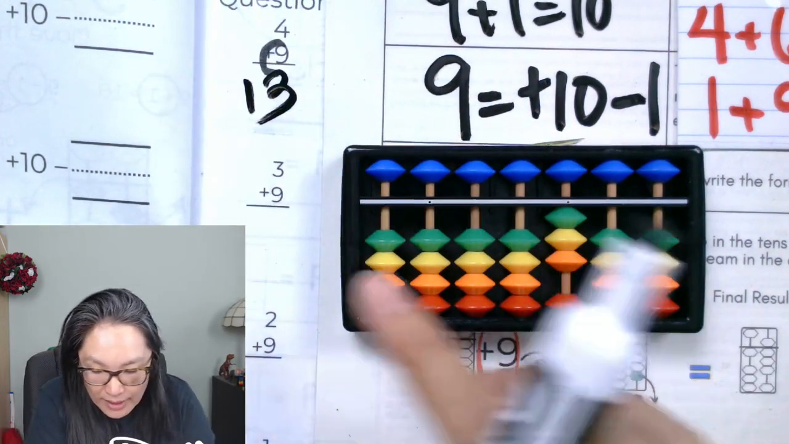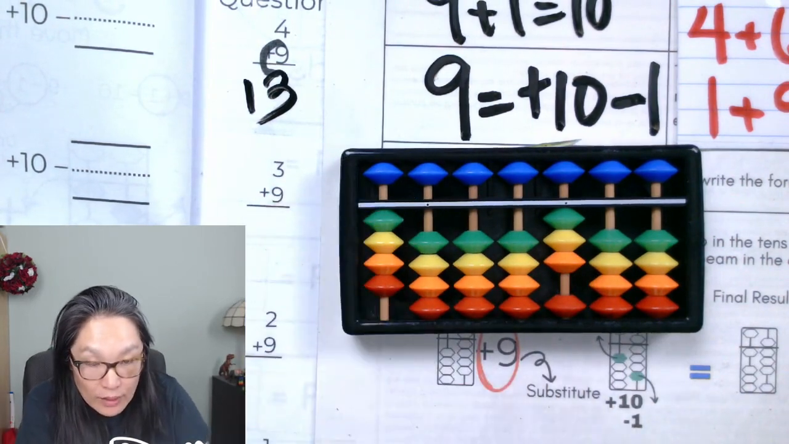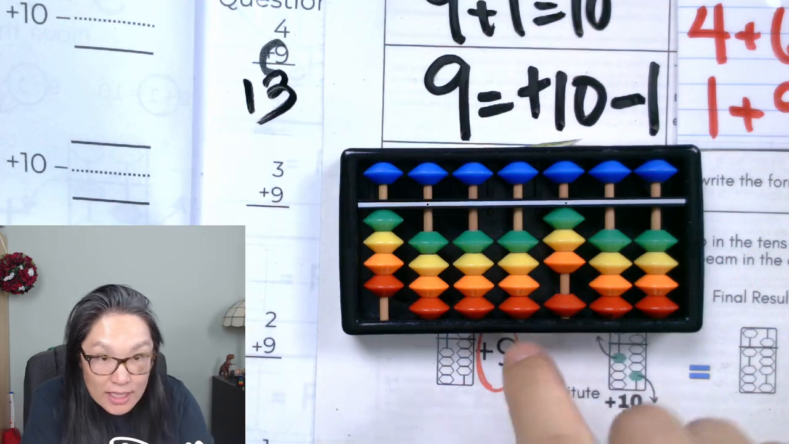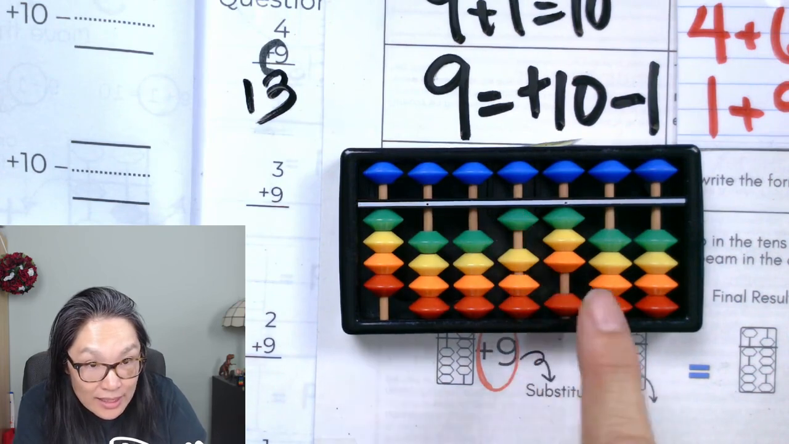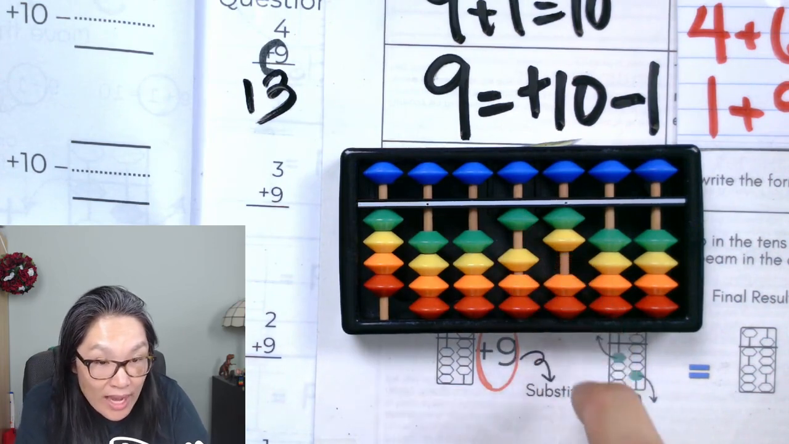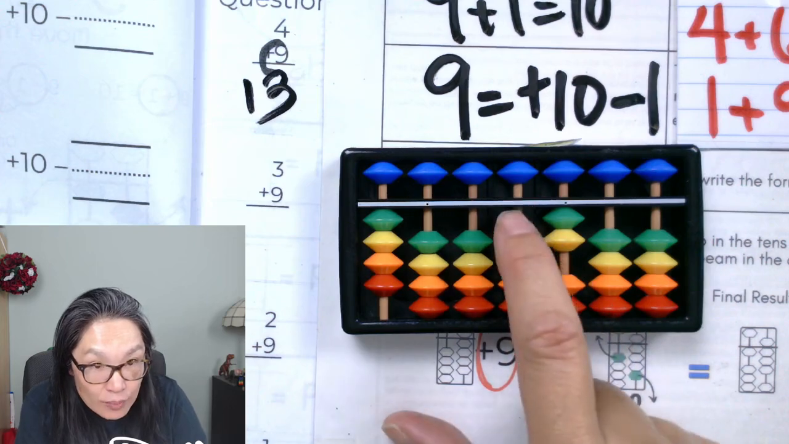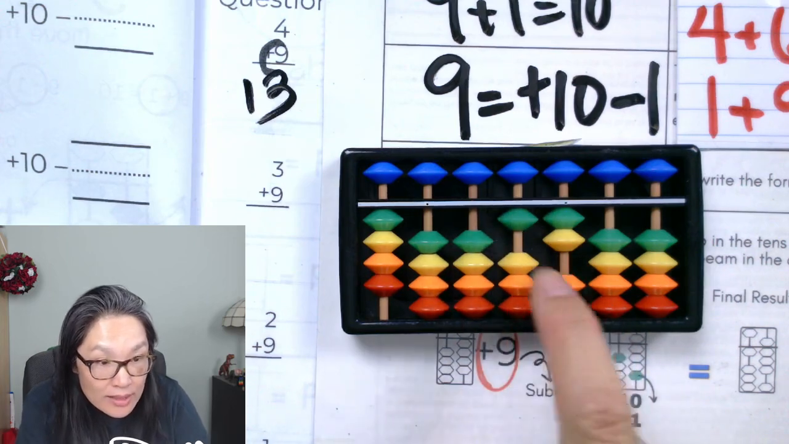So here, I'm adding 3. And I want to add the 9. Now you're going to see the number pattern. I want to plus the 10. Right? Plus the 10. And then take away the 1. When I do that, plus the 10, take away the 1, now I see a number pattern.